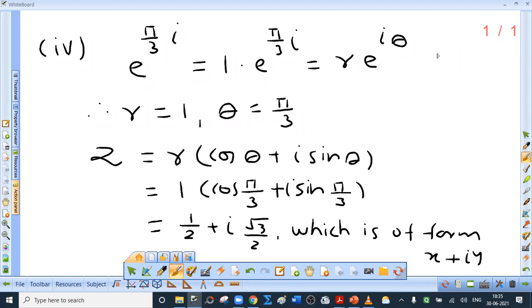Now fourth one, we are given a complex number in exponential form. So r e raised to i theta is given to be e raised to pi upon 3i. So clearly r is 1, theta is pi by 3. So what is z? Polar form, r into cos theta plus i sin theta. Substitute the values. Basically pi by 3 means 60 degrees. You have done this. Cos 60 degrees is half, sin 60 degrees is root 3 by 2. So half plus root 3 upon 2i, which is of the form x plus iy.